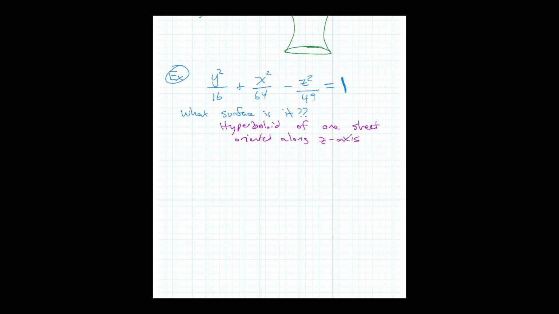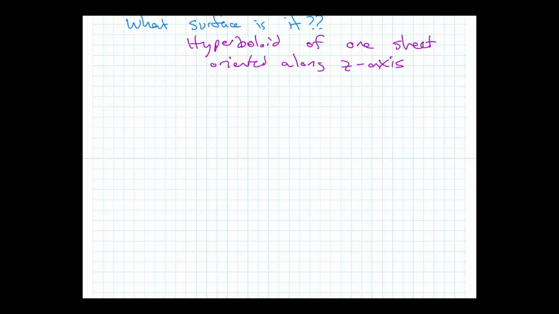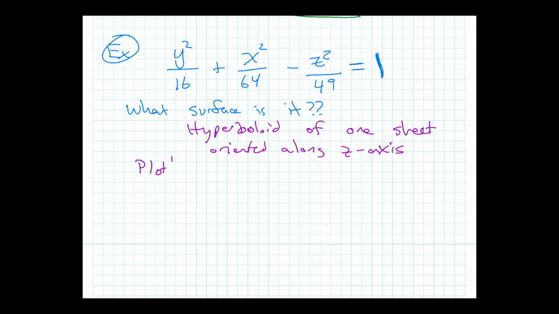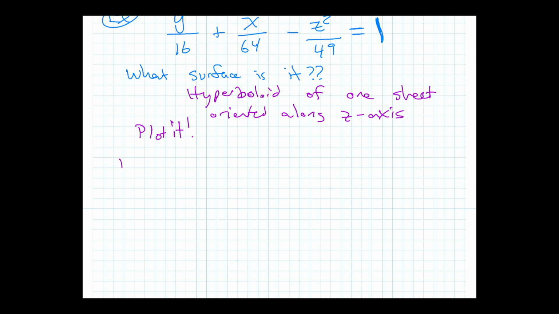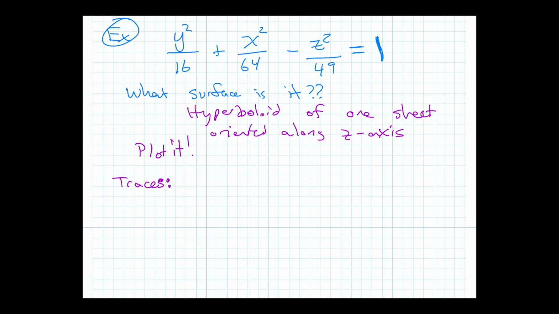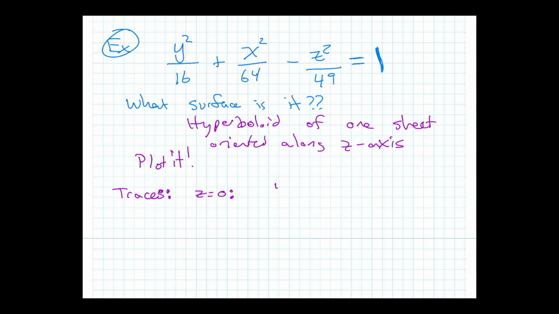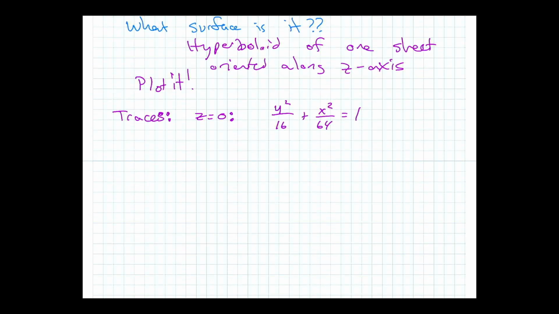If we're going to plot this, what we want to do is come up with some traces. Let's plot it. So we need traces. If you know that it's oriented along the z-axis, which we do, then you could just use traces on the z-axis and actually get a good plot. So that's what I'm going to do. Let's do z equals 0 first. If z equals 0, we get y squared over 16 plus x squared over 64 equals 1, right?